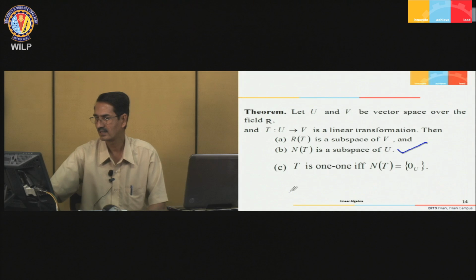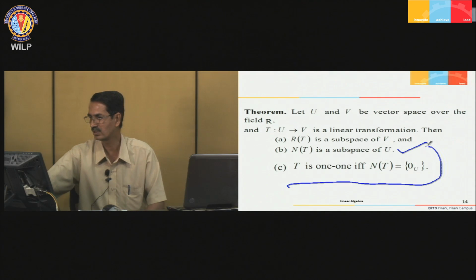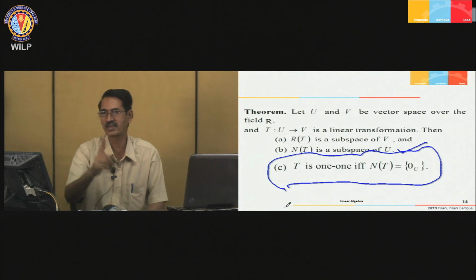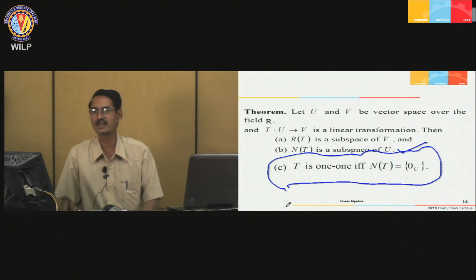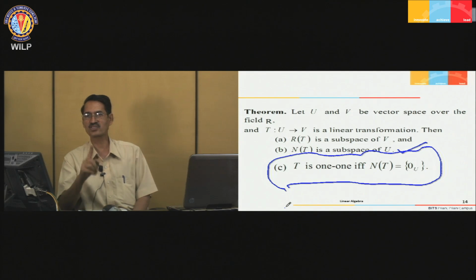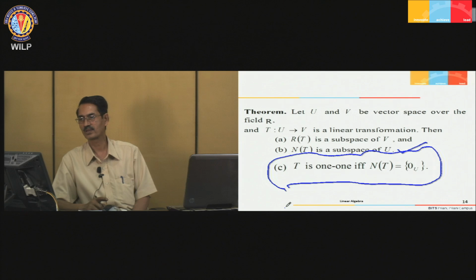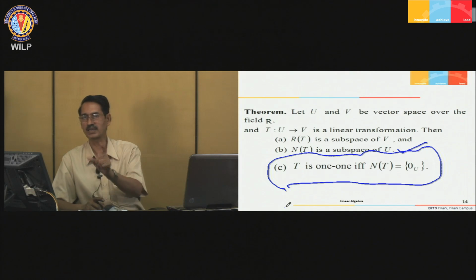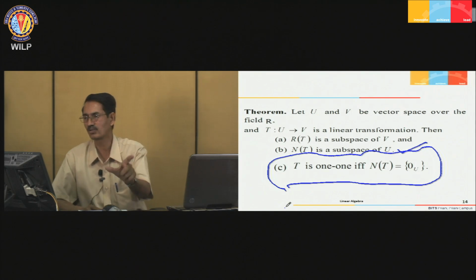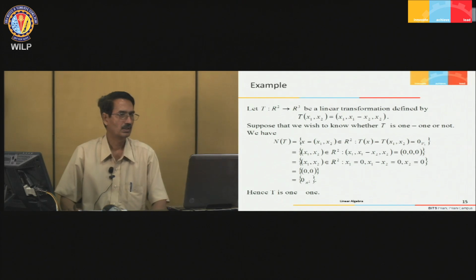Third is that this linear transformation T is 1-1 if and only if null space of T is singleton 0. That is, null space of T consists of only the 0 element of the domain space U. So T is 1-1 if and only if null space of T or kernel of T consists of a single element, and that single element is the 0 element of the domain space U. Let us see this example.